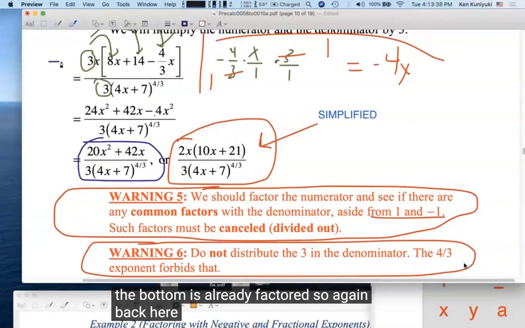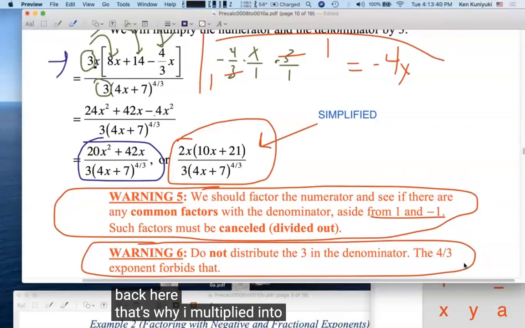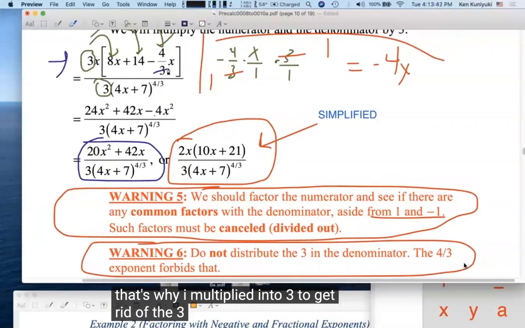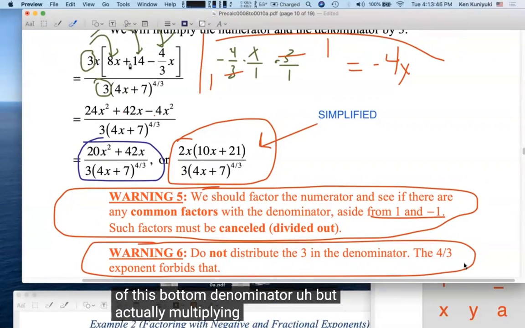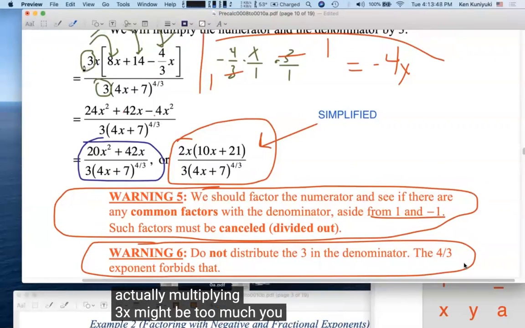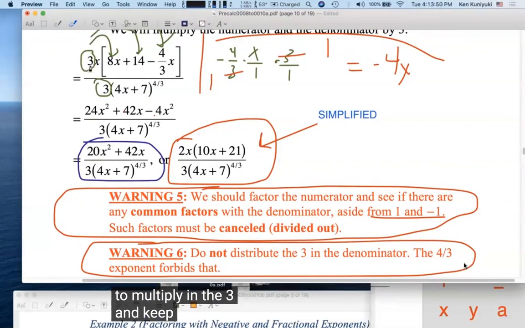So again, back here, that's why I multiplied in the 3 to get rid of the 3 in this bottom denominator. But actually multiplying 3x might be too much. You might just want to multiply in the 3 and keep the x out here. Eventually, you can factor out the 2.